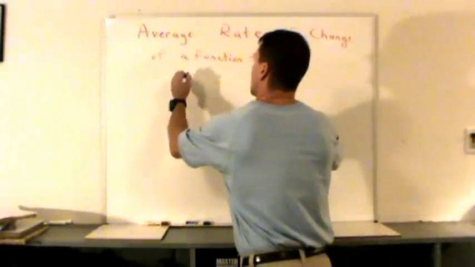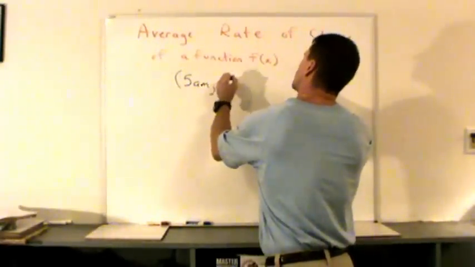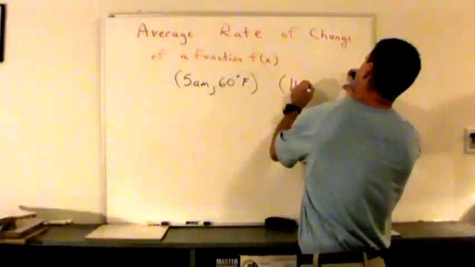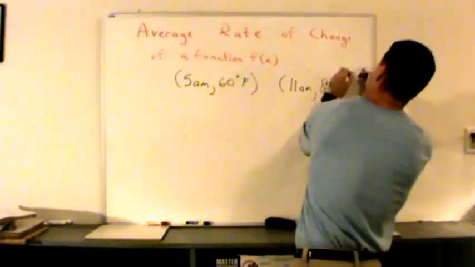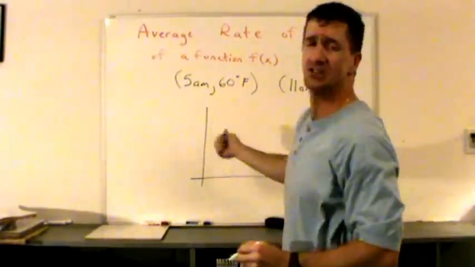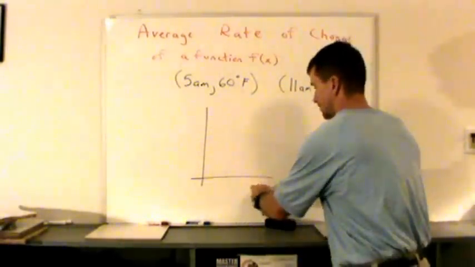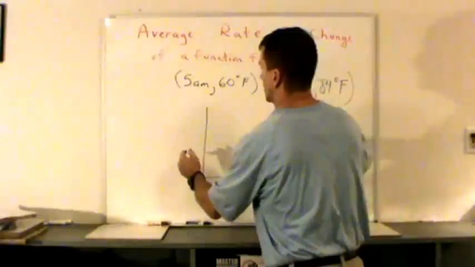Let's say at 5 a.m. the temperature was 60 degrees Fahrenheit. And then at 11 a.m. the temperature was 84 degrees Fahrenheit. And we're going to find the average rate of change of temperature between these two times, where on our x-axis we have time in hours. On the y-axis we have temperature.